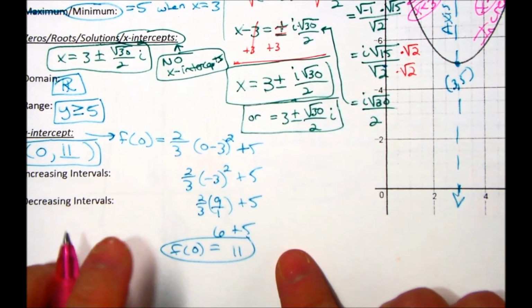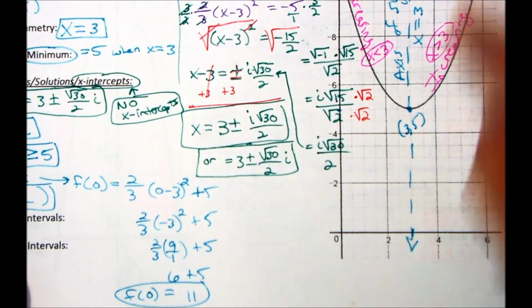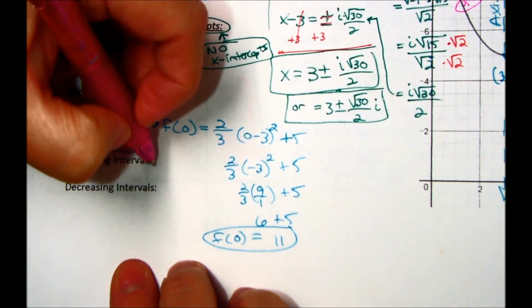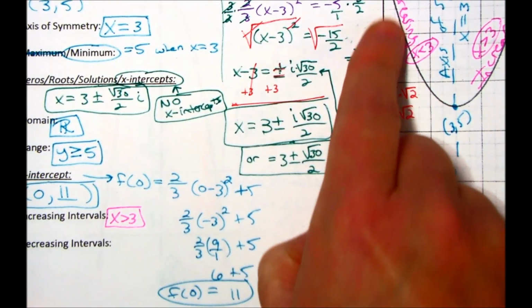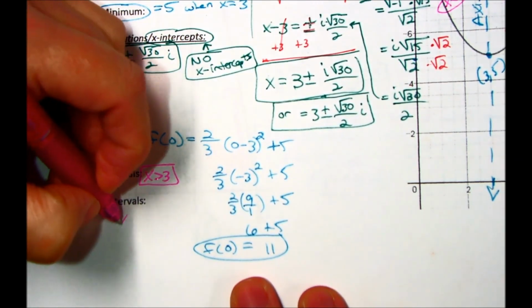Going back now over here, the increasing interval was when x was greater than 3. Your decreasing interval is when x is less than 3.